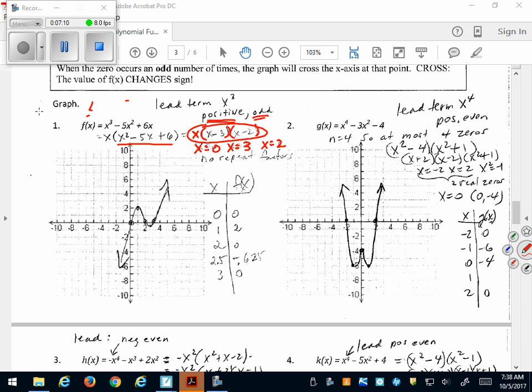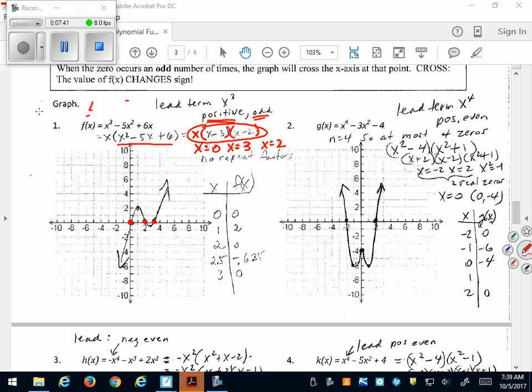Everything occurs once. So every time we graph a 0, it's not going to bounce, it's going to go through the x-axis. So we can start by graphing those zeros. 0, 2 and 3. Okay, so we graph the 3 zeros.